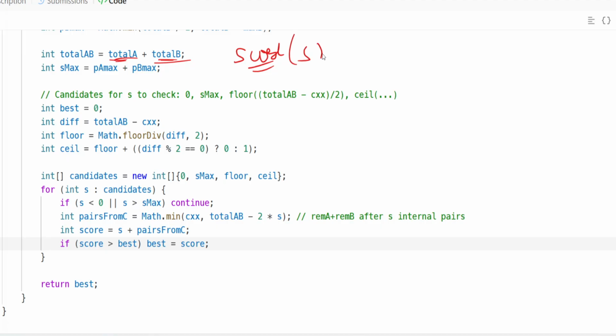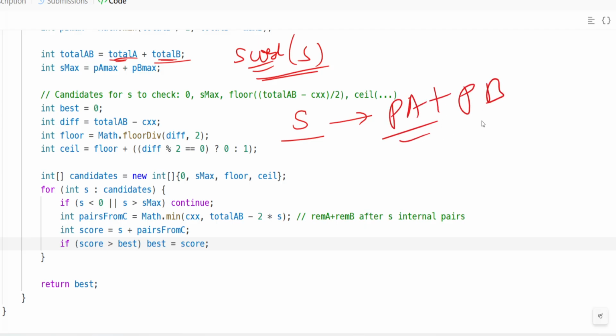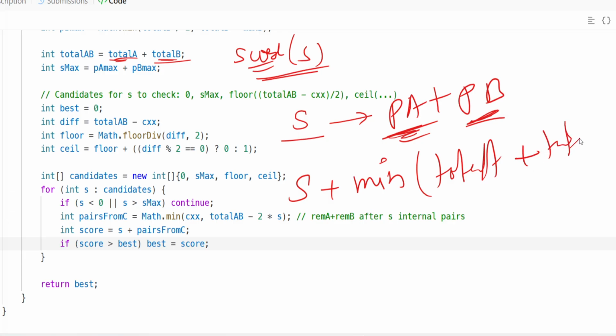If you want to find the total score, let's call the total score S, right? To find that, what do we have to find? S is nothing but PA plus PB. It's an integral part, right? Integral pairs, we can say, where PA is the maximum possible AA pairs and PB is the maximum possible BB pairs. Then we'll take the total A plus total B, right? And we'll do minus 2S.